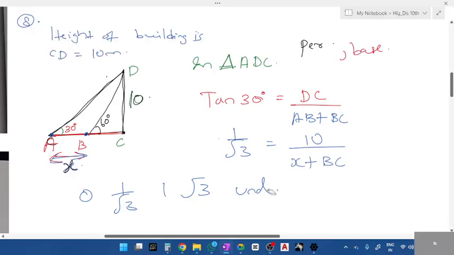Is it clear? Next, which triangle shall we take? We have taken the smaller, bigger triangle.